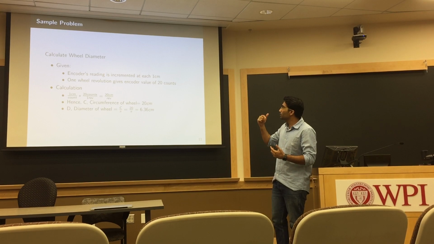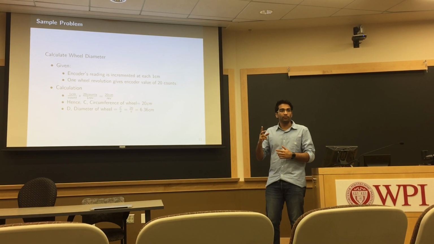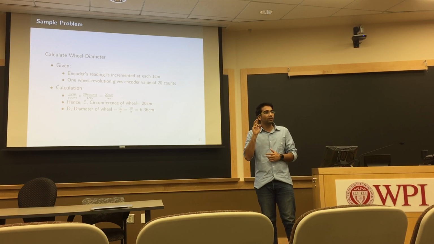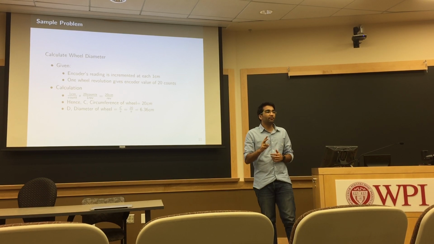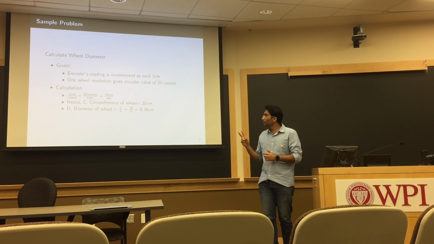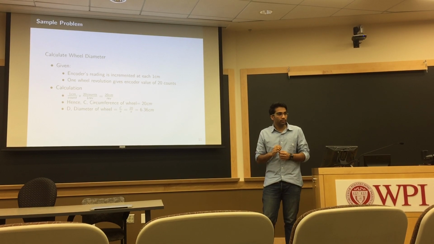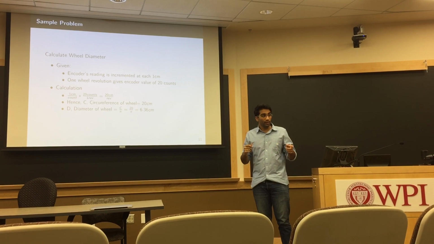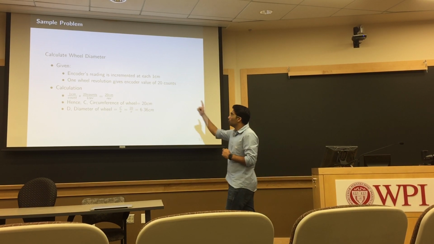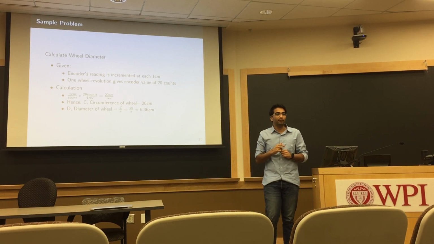Now, the next given statement is 1 wheel revolution gives encoder value of 20 counts. So basically one entire revolution is equal to 20 counts of the encoder. So the encoder is activated 20 times, right? Now, how do we calculate? So basically, you have 1 centimeter per count, and you have 20 counts in one revolution. If you multiply that, you get 20 centimeters per revolution. So the entire revolution will give you 20 centimeters.